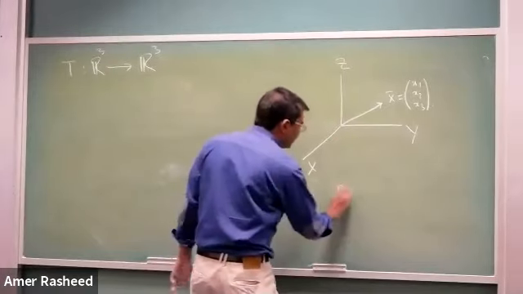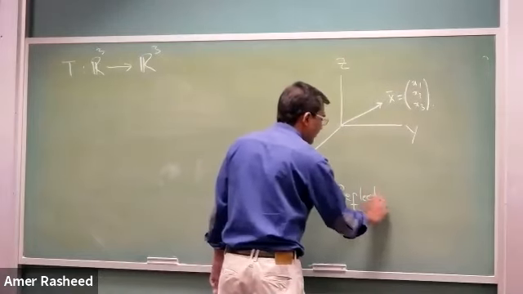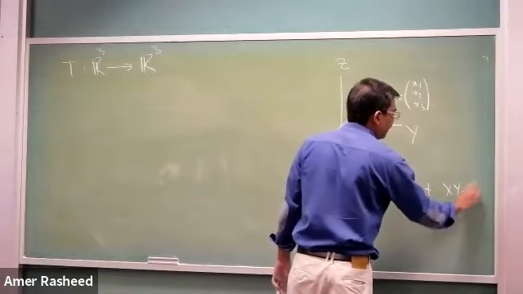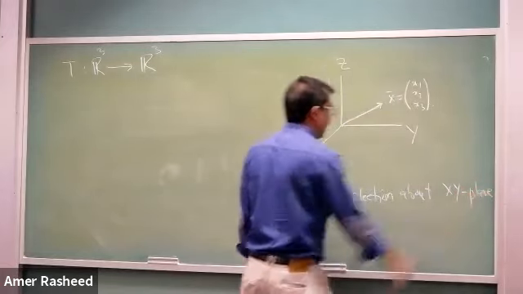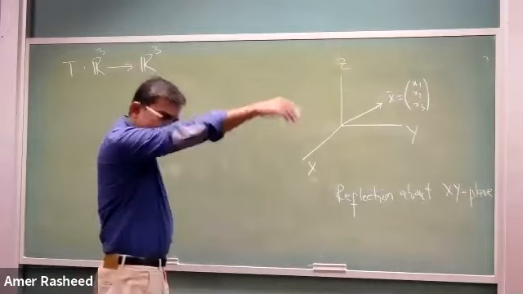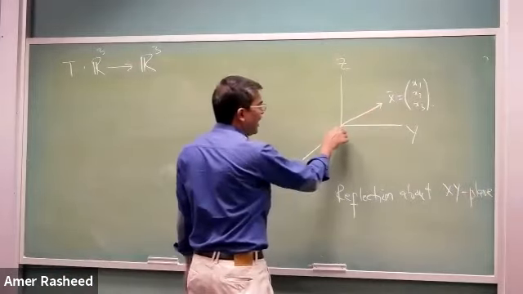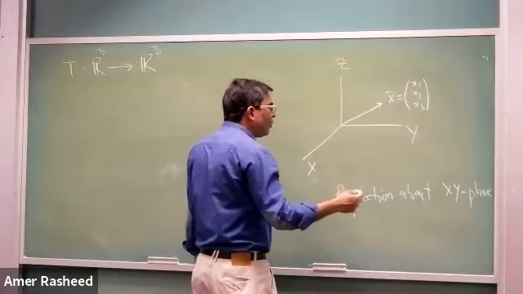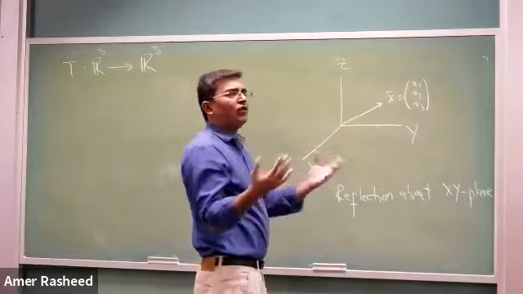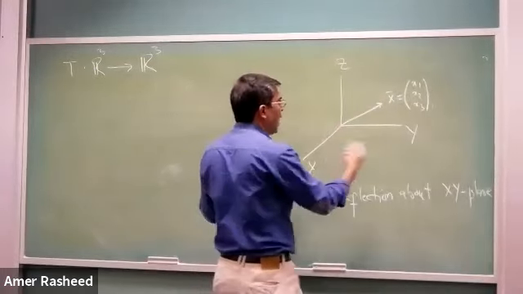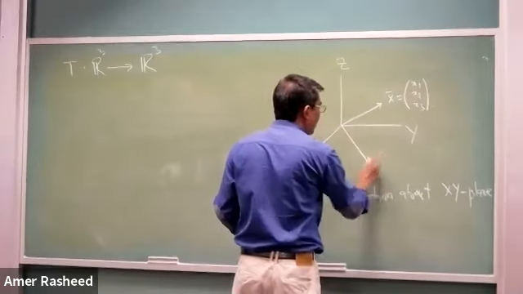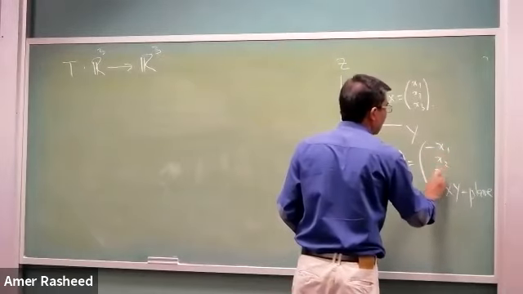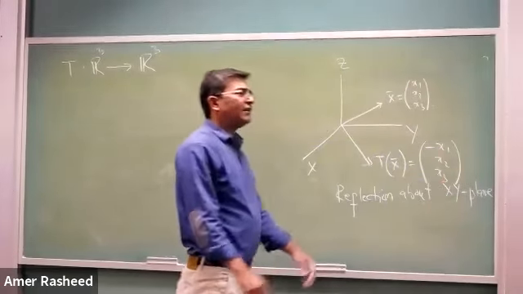The reflection about the xy plane will be what? Anyone, can you tell me? If this is the vector x, then what will be its reflection? Your x will be reflected to negative x. So your T of x will be basically negative x1, x2, x3. Is that right or not?